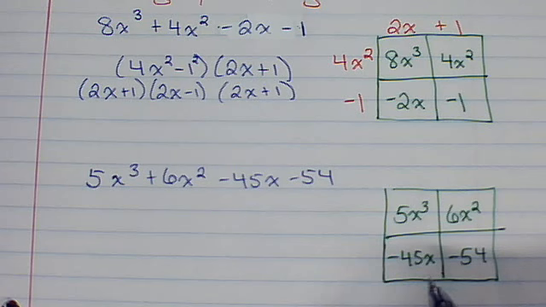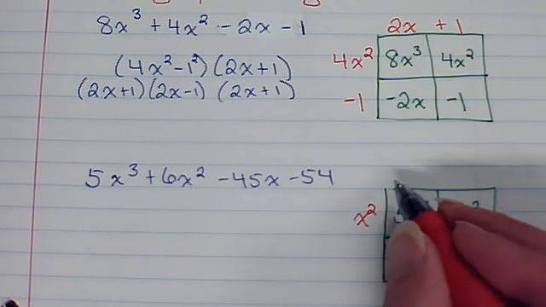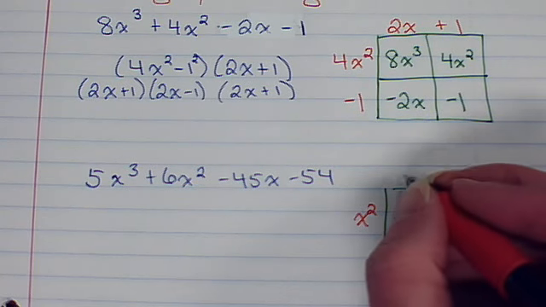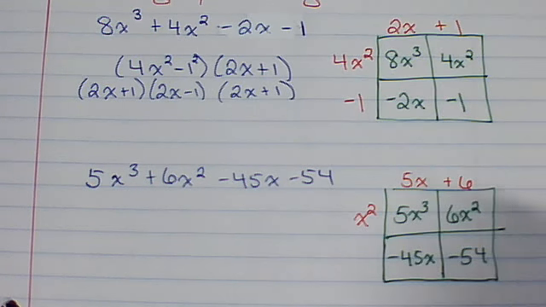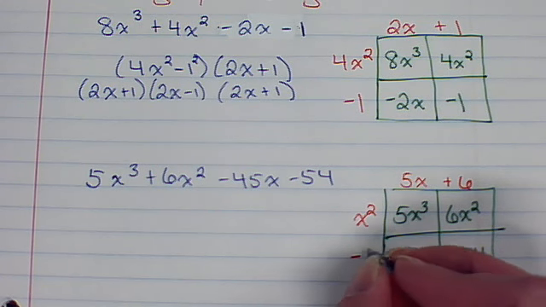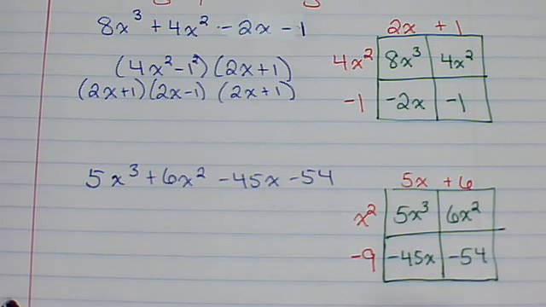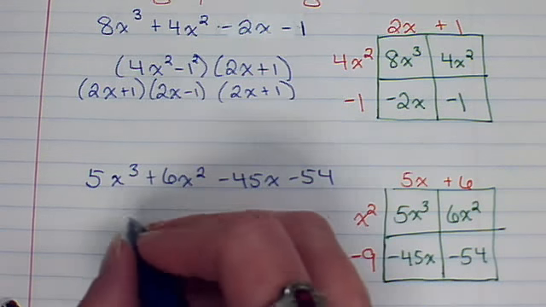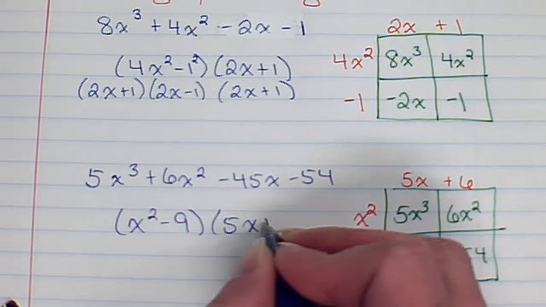What do x cubed and 6x squared have in common? Well, these two only have an x squared in common. x squared times what gives me x cubed? Well, that's an x. x squared times what gives me 6x squared? It's a positive 6. x times what gives me negative 45x? Well, that'd be a negative 9. Does negative 9 times 6 give me negative 54? It does. So we have just figured out the factors. x squared minus 9 and x plus 6.